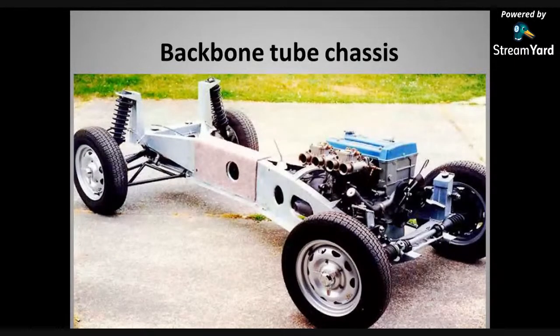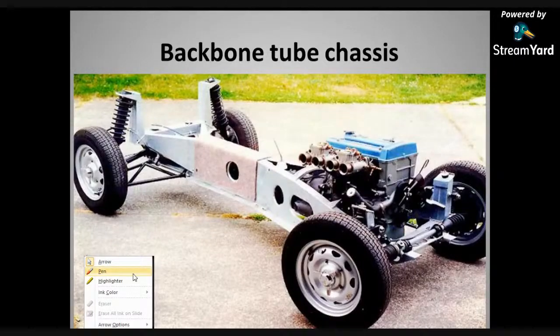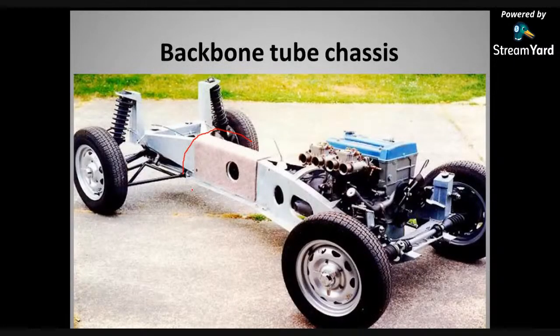I'm going to mark it with the pen. So I'm using a pen over here. You can see the structure over here. I'm just drawing. You can see how the structure is. See how the chassis is constructed in the design of a backbone, and this is a kind of tubular structure.